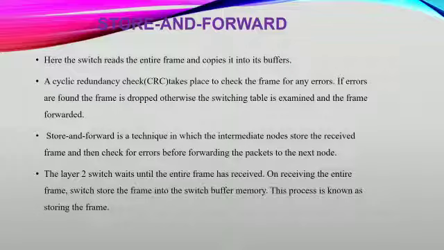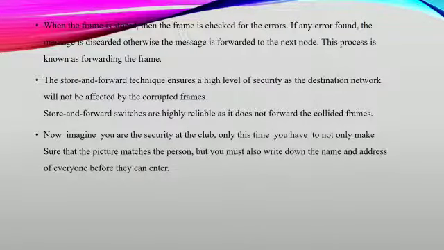The layer 2 switch waits until the entire frame is received. On receiving the entire frame, the switch stores the frame in the switch buffer memory. This process is known as storing the frame. When the frame is stored, it is checked for errors. If any error is found, the message is discarded. Otherwise, the message is forwarded to the next node. This process is known as forwarding the frame. The store and forward technique ensures a high level of security as the destination will not be affected by corrupted frames. Store and forward switches are highly reliable as they do not forward collided frames.